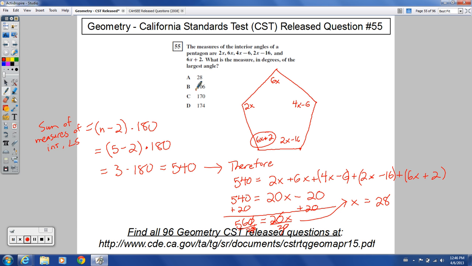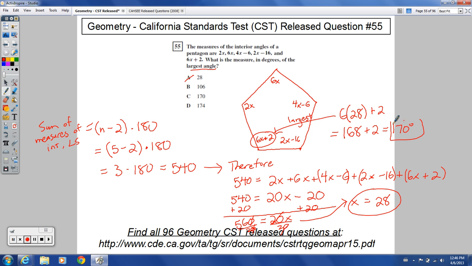Notice they put that as one of the answers, but that's not going to be our correct answer, because we need to know the measure in degrees of the largest angle. And remember, this one was going to be the largest, so we're going to take this value and plug it in for x right here. Right here, you have 6 times 28 plus 2. 6 times 30 would be 180, and then 6 times 2 would be 12, so it's 12 less than 180, which would be 168, and 168 plus 2 would be 170 degrees. So your final answer for 55 should be choice C, 170.